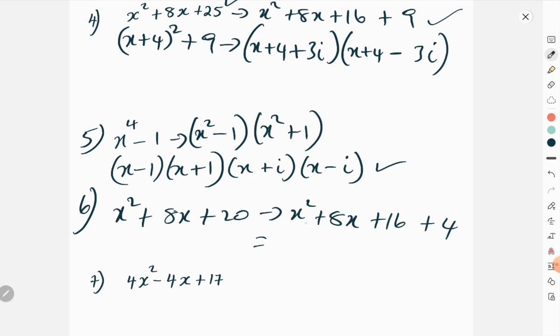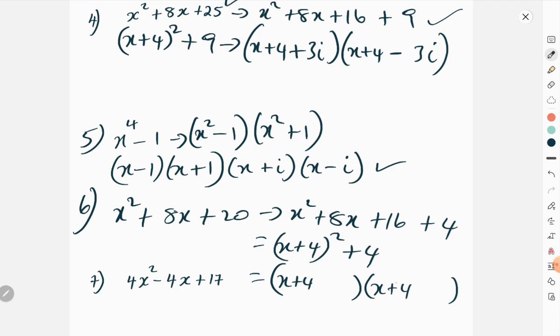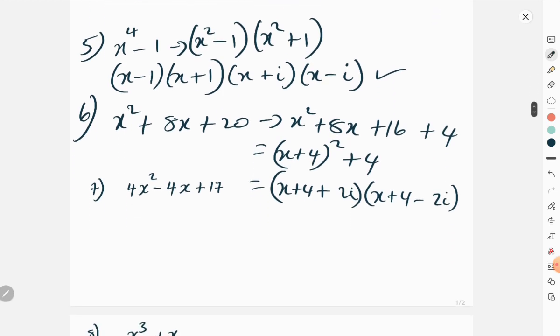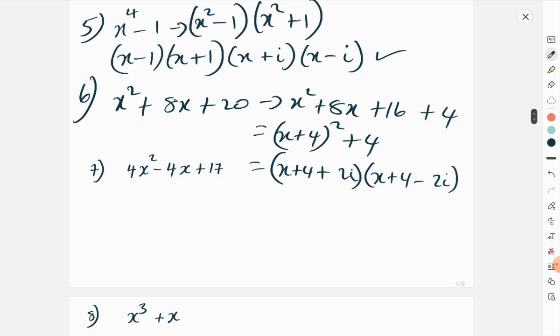Now this one can be factorized the same way. We have x plus 4 whole squared, then plus 4. Now we can continue solving this one. We have x plus 4, then x plus 4 again. Then let's deal with this second term. The square root of 4 is 2. Then we have 2, plus or minus i, because you can see this is the sum of two squared numbers. Then let's get into number 7.